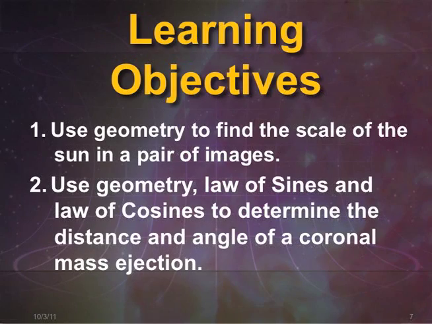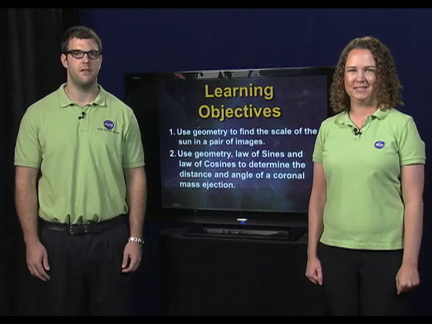Here are the learning objectives for this lesson. Students will use geometry to find the scale of the sun in a pair of images. They will also use geometry, the law of sines, and law of cosines to determine the distance and angle of a coronal mass ejection. Now, in the next segment, we're going to show you how this lesson connects with NASA.